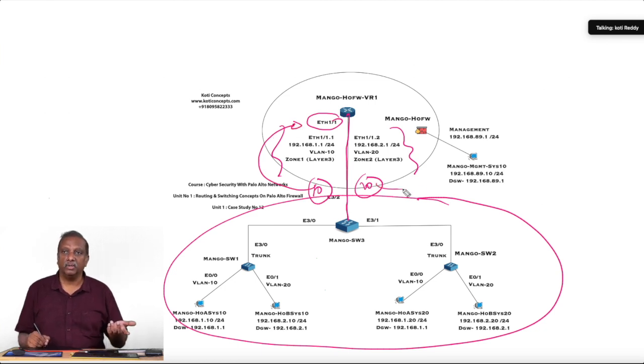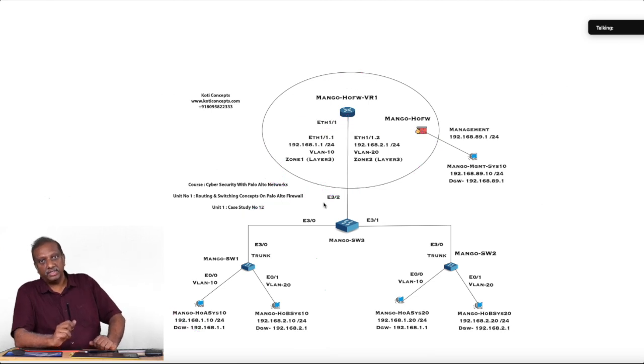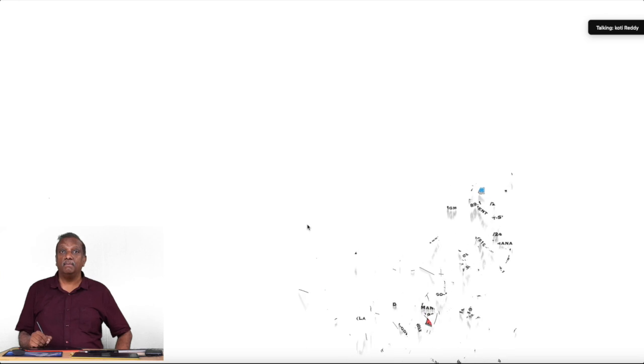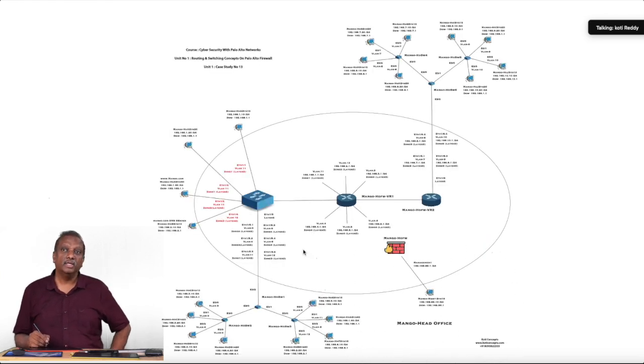So you can apply security policy on this particular packet and also do what? Inter-VLAN routing by the virtual router. So like that we learn these three case study switching concepts on Palo Alto firewall. Then as how we normally do, we also have a combined case study. Combined case, we learn all this concept in one go.